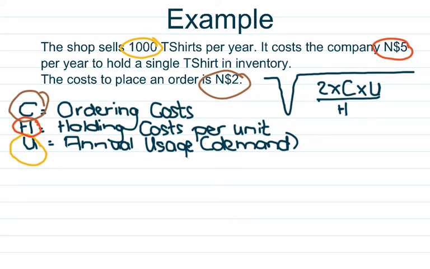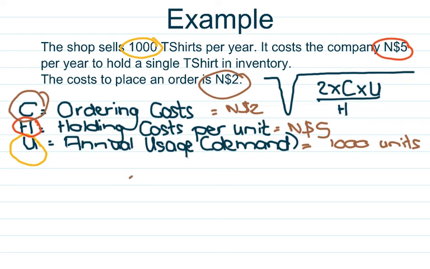So let me quickly fill this in. I said my ordering cost is $2. My holding cost is $5. And my annual usage is how many units? It's 1,000 units. So now I can do the calculation.